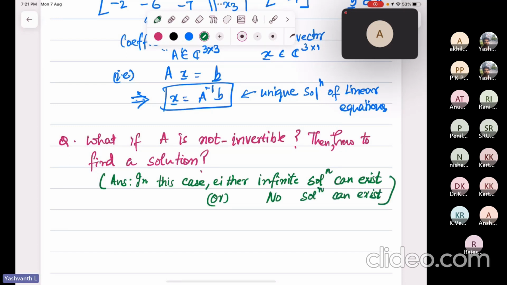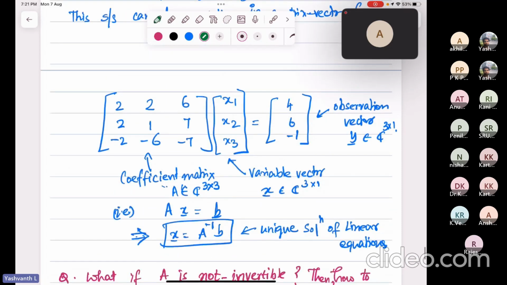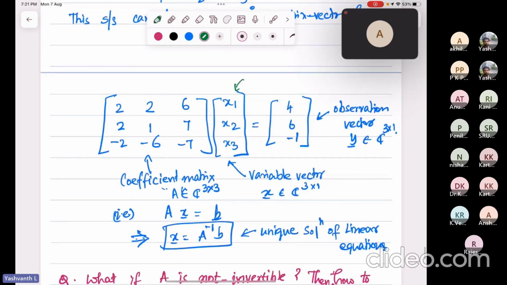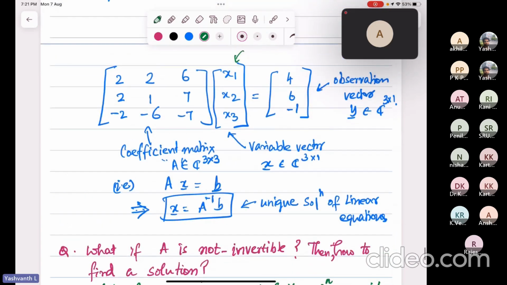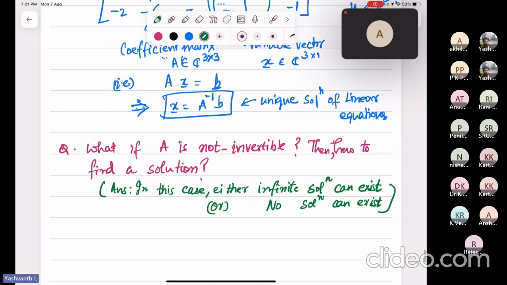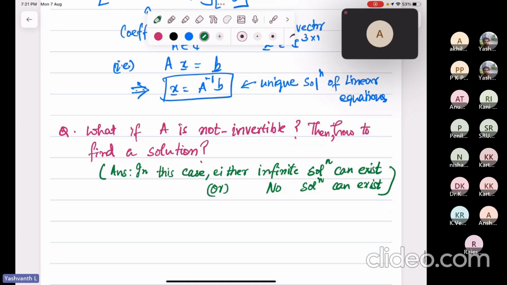What do I mean by infinite solutions? That is, you can find more than one vector x such that Ax equal to B is satisfied. What do I mean by no solution exists? You cannot find even one vector x such that Ax equal to B is satisfied. We will look at these cases today and answer these in detail. I'm just giving you the answer, but we will look at how this is possible.